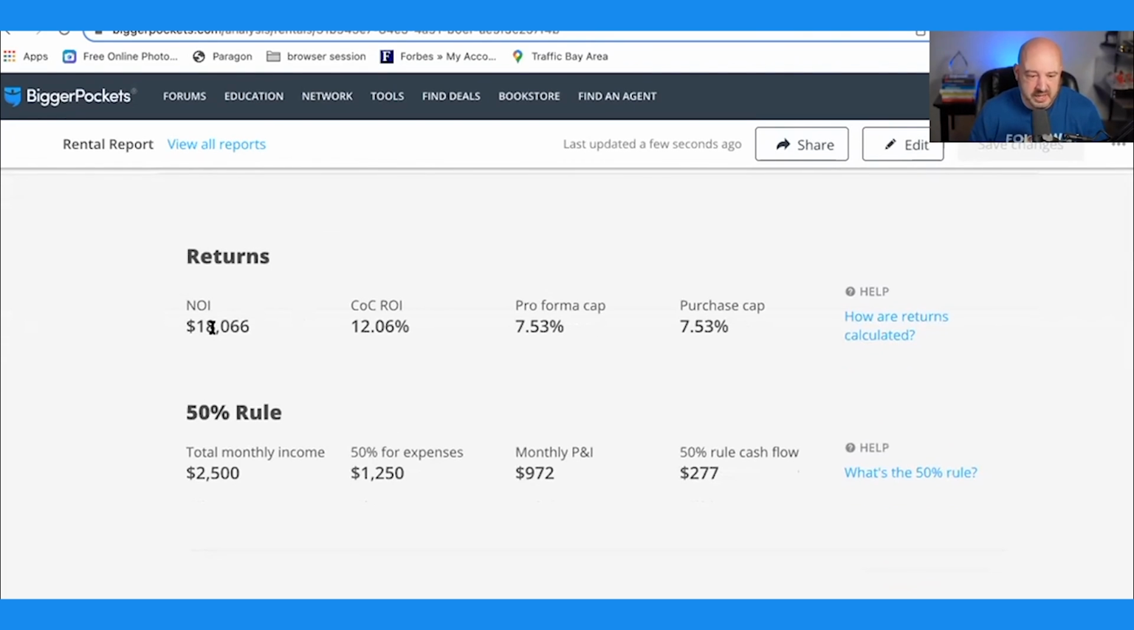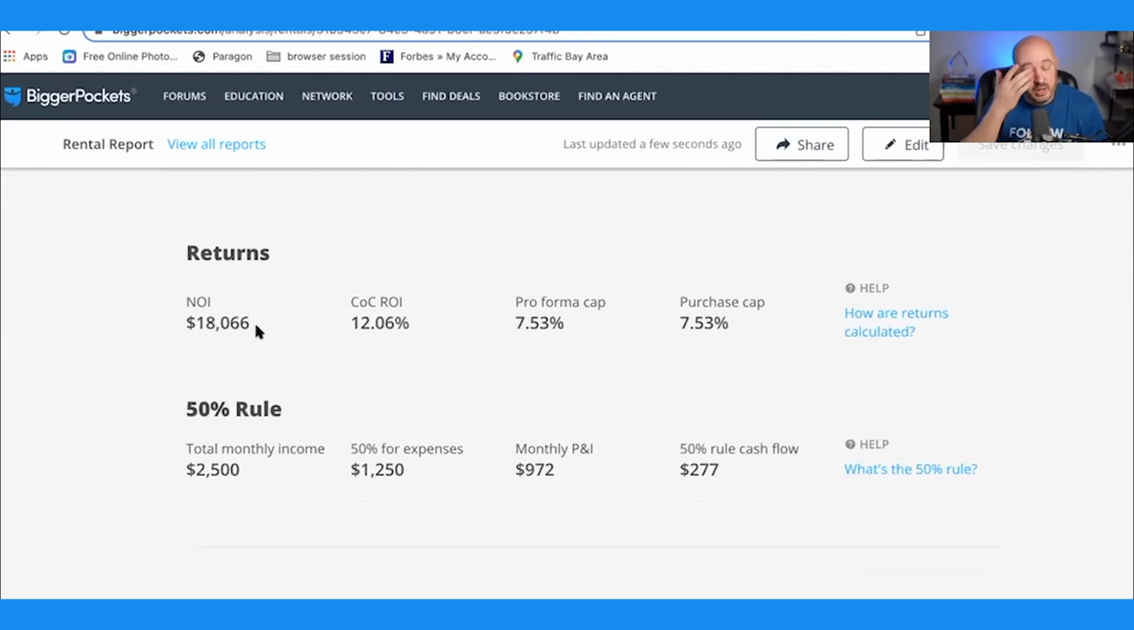Now we can see this property's net operating income is going to be $18,000 a year. That's very easy. You don't have to be good at math. You see, if you have a tool, the tool does all the work for you. The cash on cash return on investment is 12.06%.